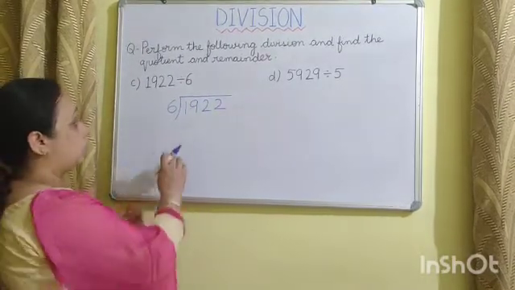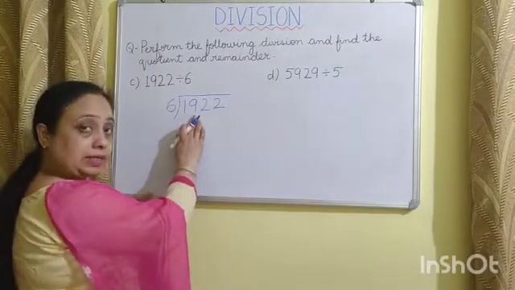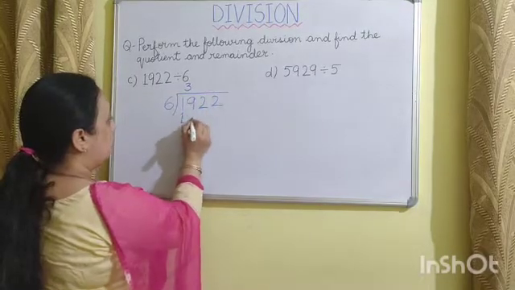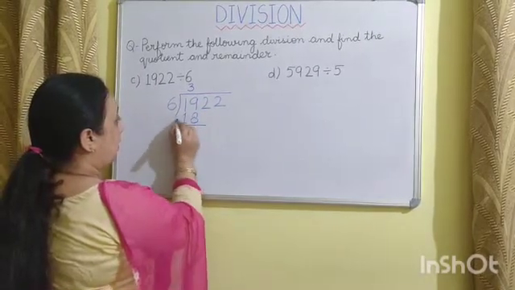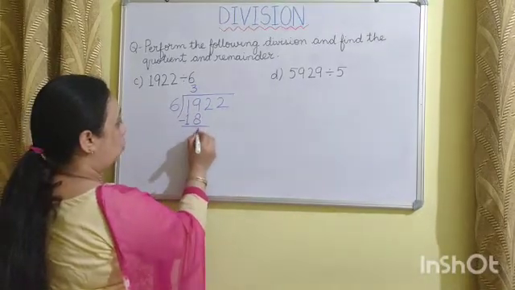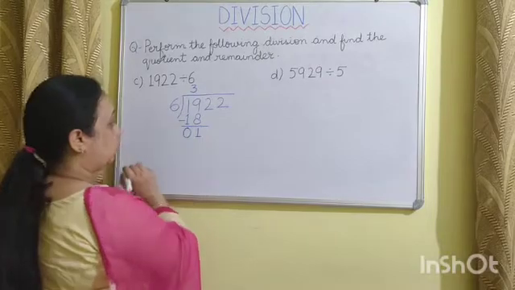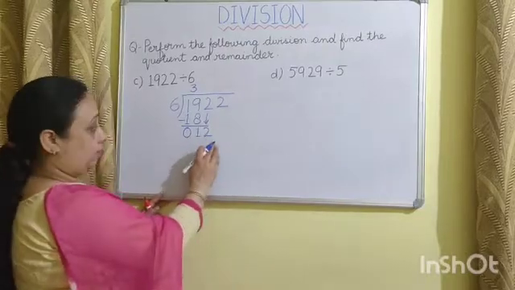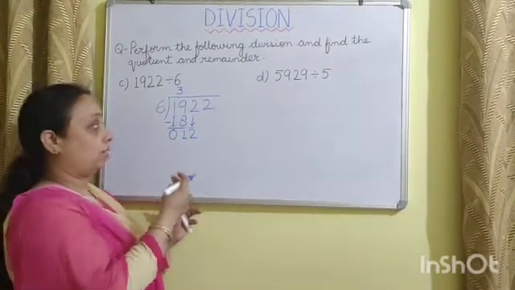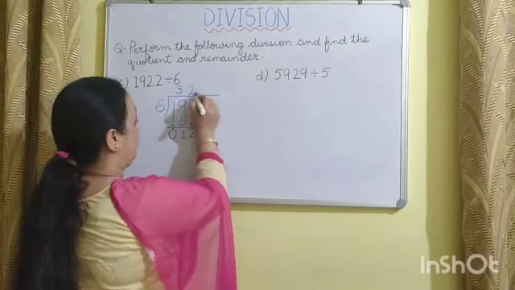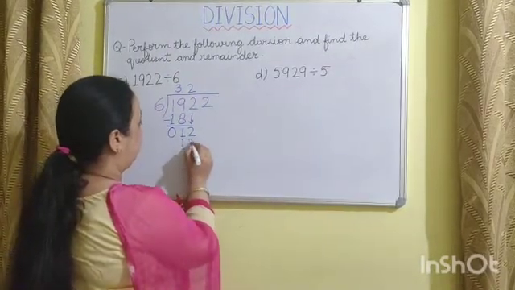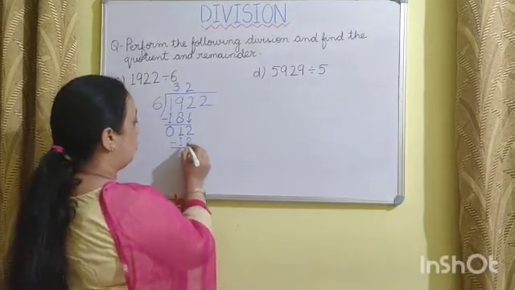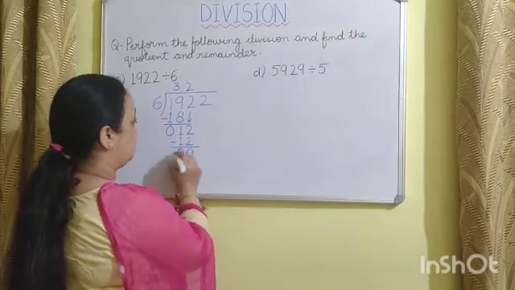So what we will do, we'll take the first 2 digits, that is the number 19 here. So we'll see 6 3s are 18. 9 minus 8 is 1 and 1 minus 1 is 0. Next, we'll copy down this 2 and we have the number 12. We'll read the table of 6 till 12. 6 2s are 12. Subtract it. 2 minus 2 is 0 and 1 minus 1 is 0.